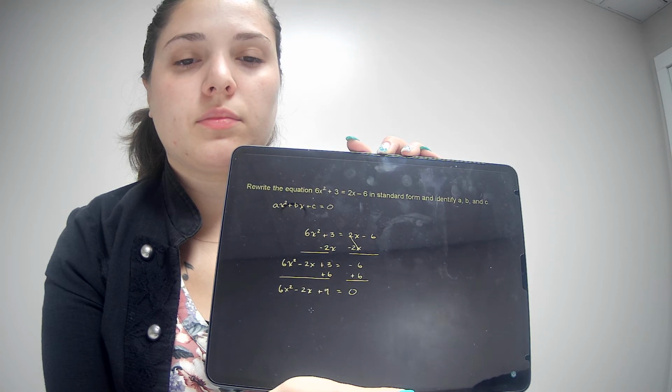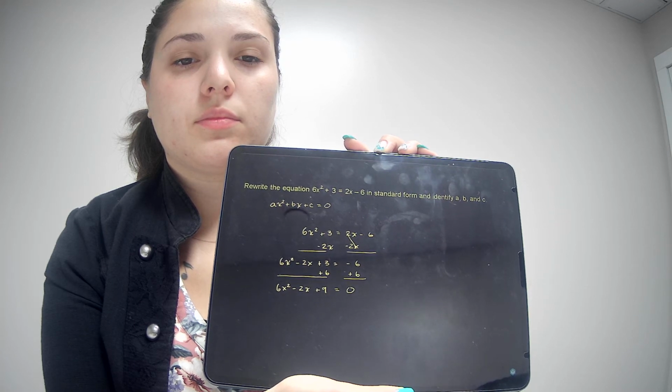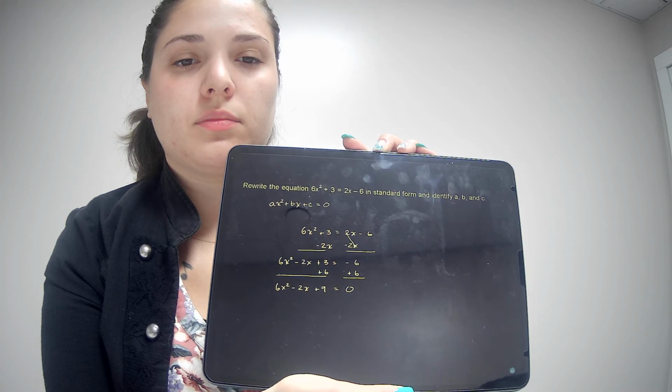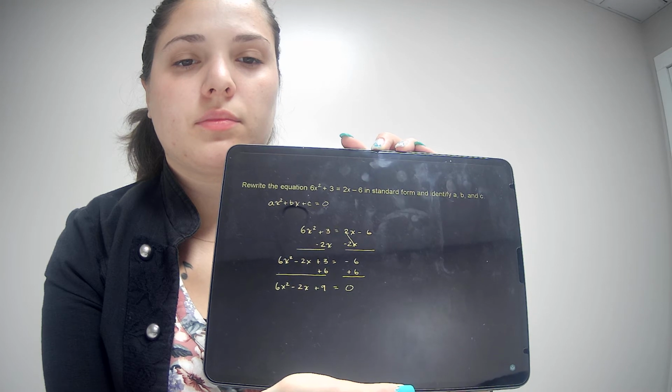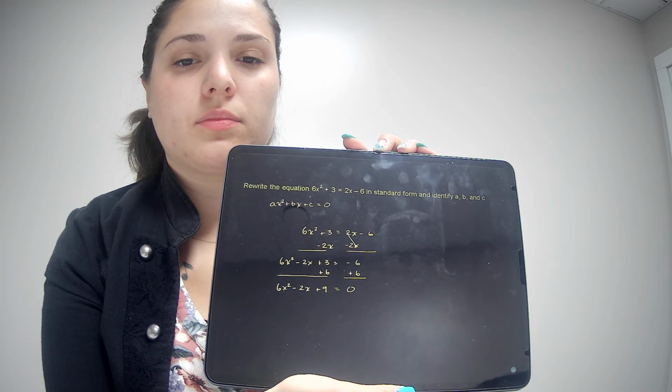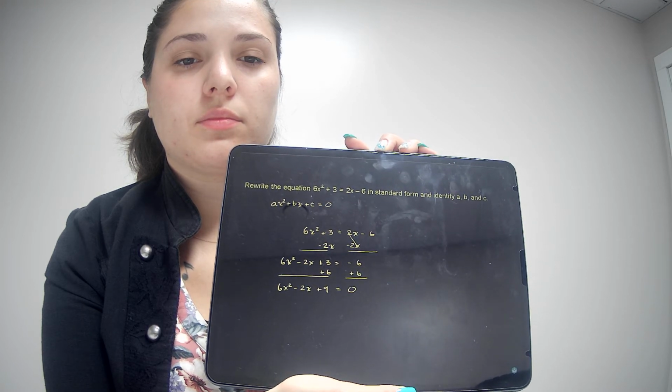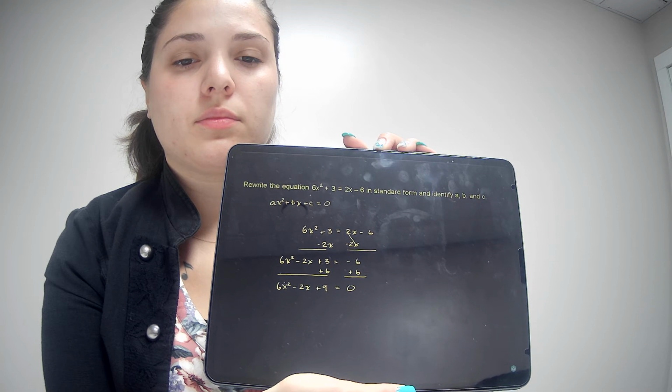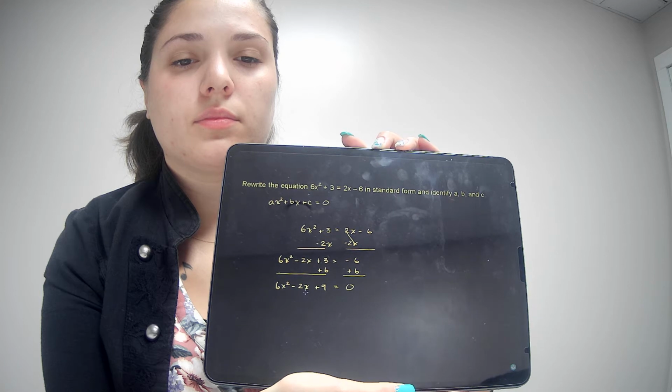So let's make sure we're already in standard form. All of our non-zero terms are on the left-hand side. We've done that. We have a 0 on the right-hand side. We've done that. And we have the x squared term first, then the x to the first power term, then the constant term. So we are in standard form.